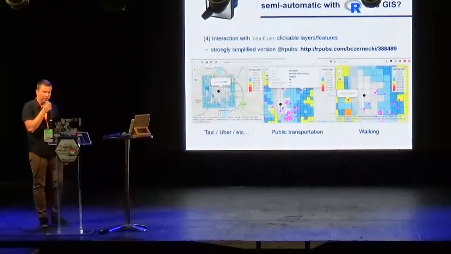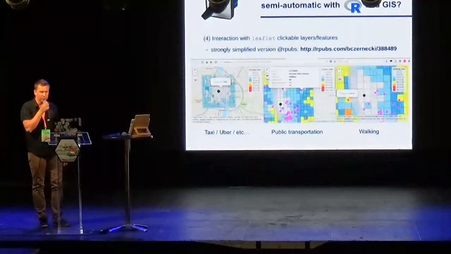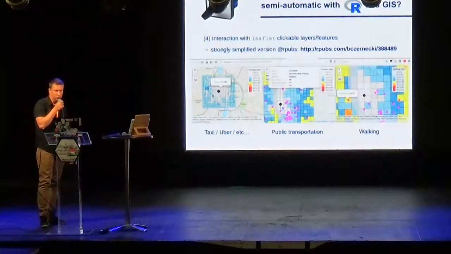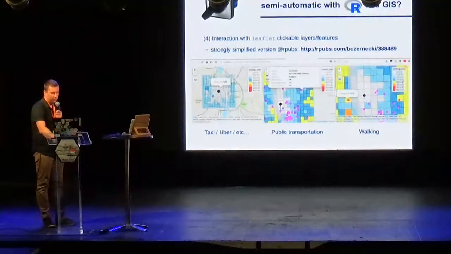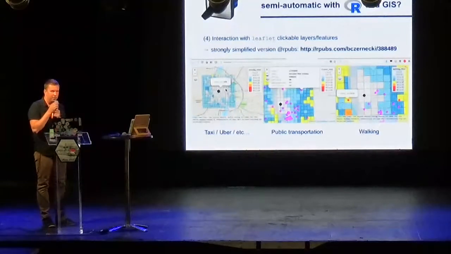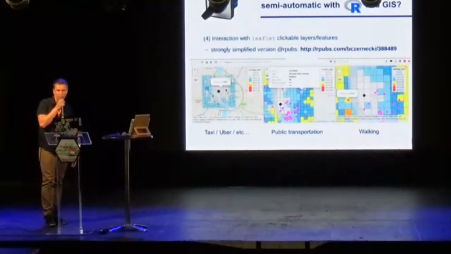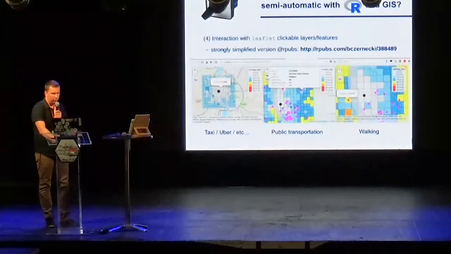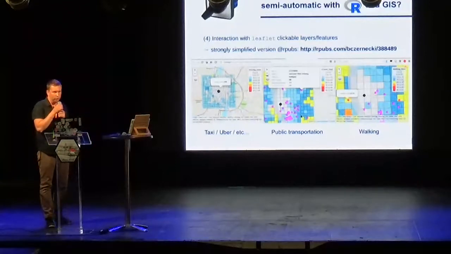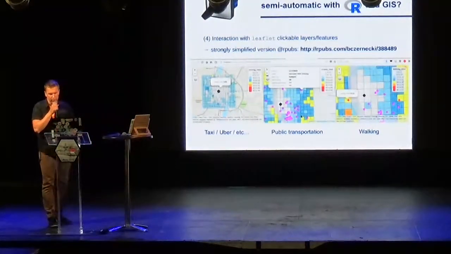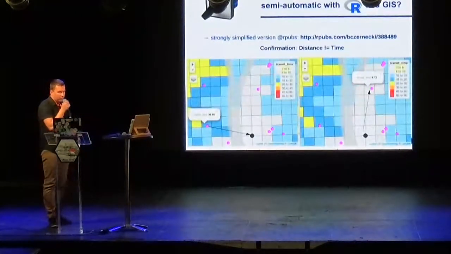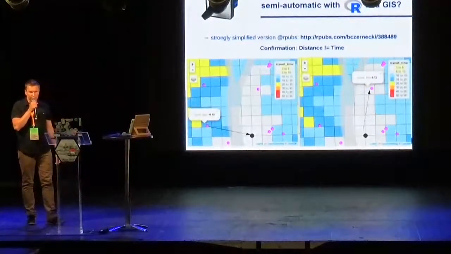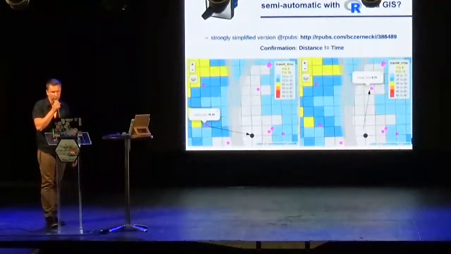We tried to make it a bit more interactive, so we used the Leaflet package to make it clickable. So basically you can select every point in Budapest and see what is the time needed to get to the place of the conference. You can also check for hotels, these pink dots over here, and see all the details related to the hotel location. And this is confirmation that distance doesn't always equal time.